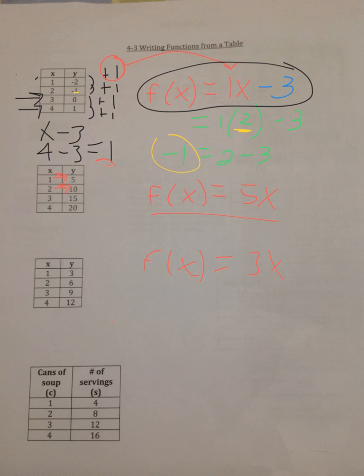1 times 3 is 3. 2 times 3 is 6. 3 times 3 is 9. 4 times 3 is 12.